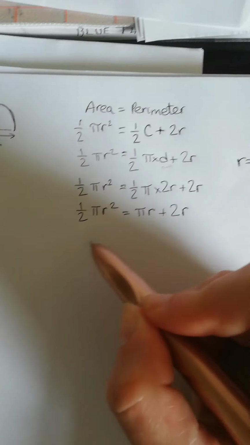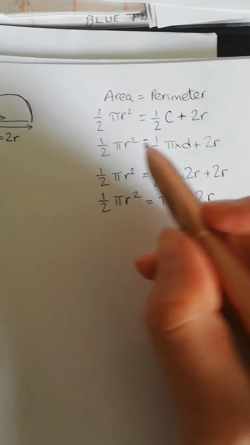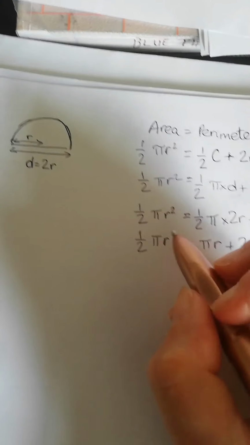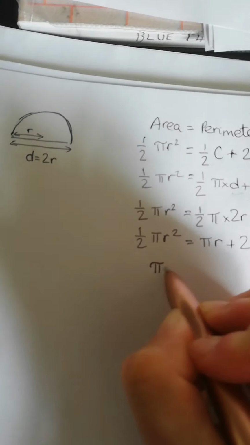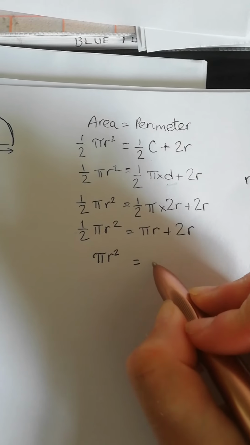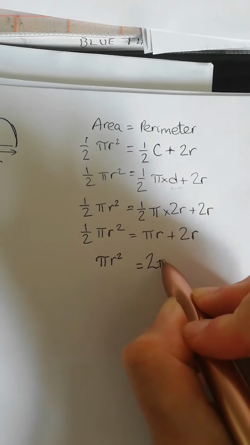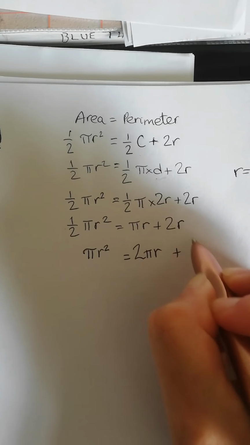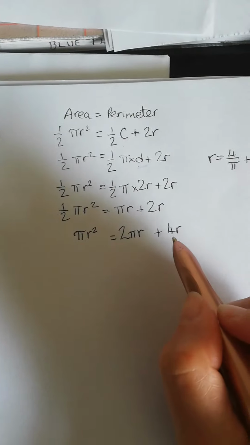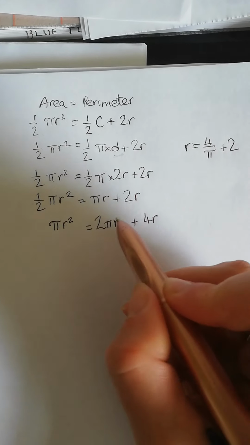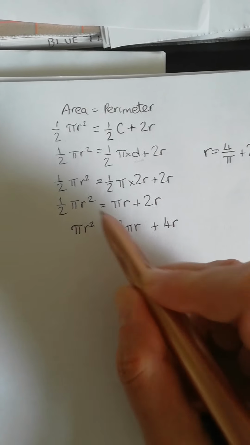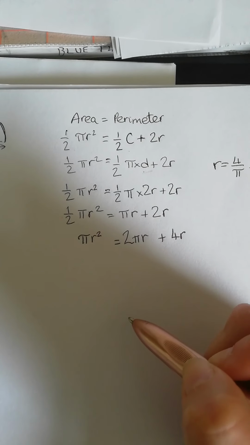Next thing, let's just keep playing about with this and see where we get. Next thing I don't really like is this half. Fractions make things awkward, so let's multiply both sides by 2. If I multiply this side by 2, I just get pi r squared. If I multiply that by 2, I get 2 pi r. And if I multiply this, I get 4r. It's starting to look a little bit better. There's a 4, there's a 4, there's a 2 and a 2. We've got some pi's. This r squared's now the thing that's causing us the problem.